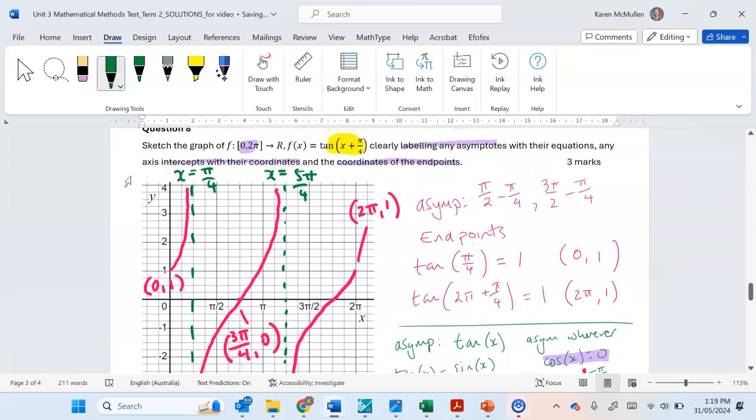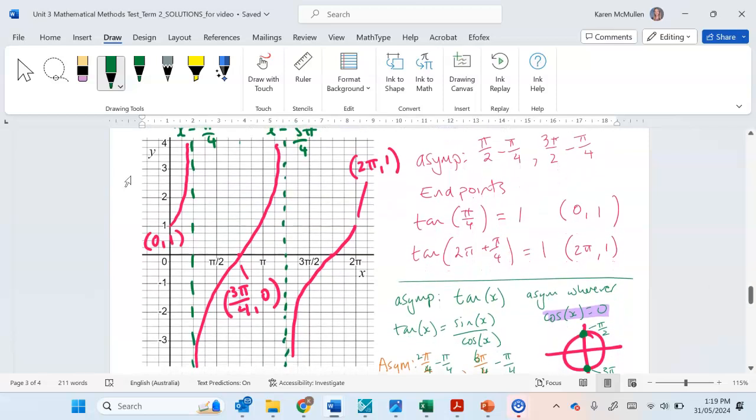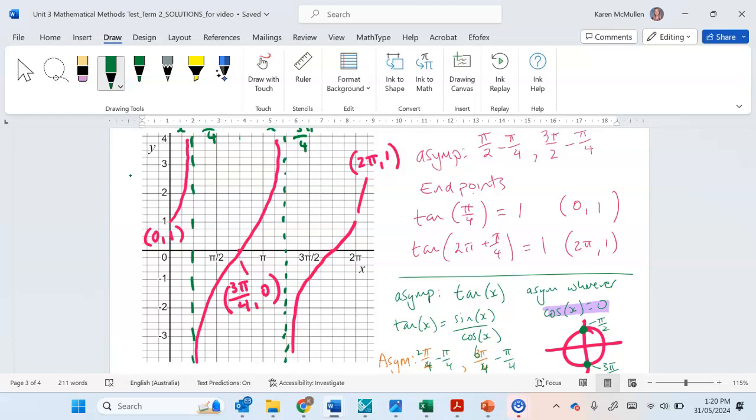Now I haven't had a vertical shift. A vertical shift with the tan graph just makes things such a headache. And there hasn't been any vertical shifts, so it's awesome. So that means my x-intercept is just going to be halfway between my asymptotes. So you can kind of see the symmetrical nature of this. And so halfway between pi on 4 and 5 pi on 4 is 3 pi on 4, which is here. You can see that. And then I just drew my tan graph in the middle.